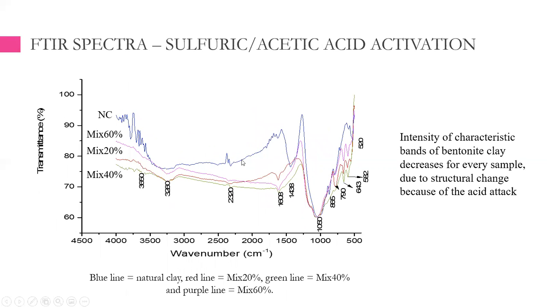In this slide, we find the spectrum of the natural clay compared with the spectra of the clays that were activated using the mixture of sulfuric and acetic acids, as you can see here. And as you can observe, the intensity of the characteristic bands of the structure of the bentonite clay decreases for every sample in this region. This reflects the structural change because of the acid attack. This behavior is similar to the one that we showed for the activated clays using sulfuric acid. The only difference is that with this mixture of acids, the carbonate band, the one that you have here, has basically disappeared in the activated clays.